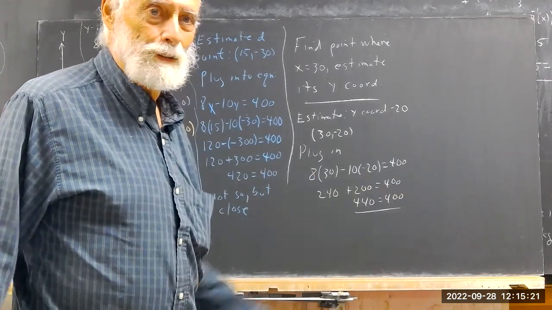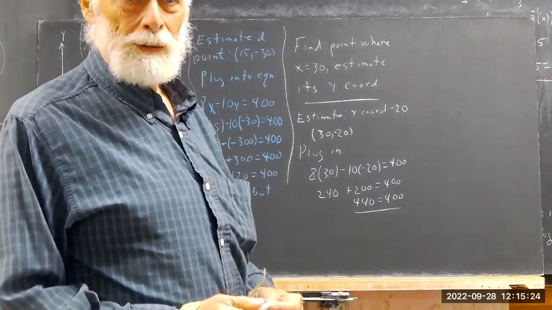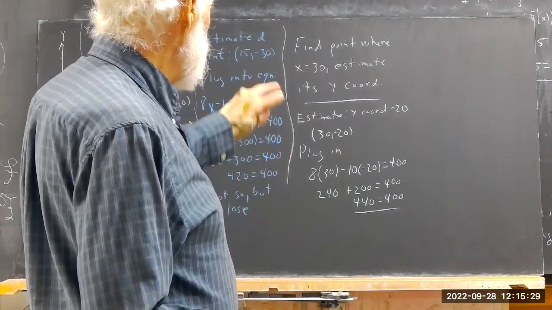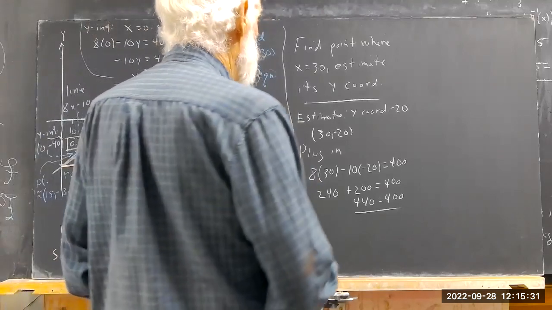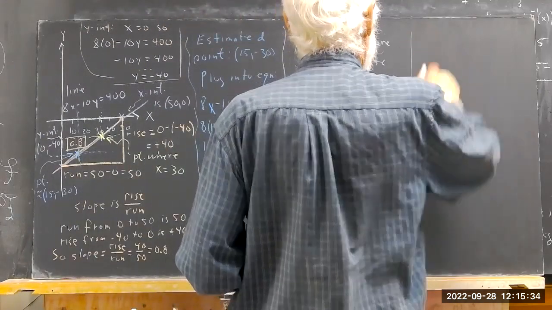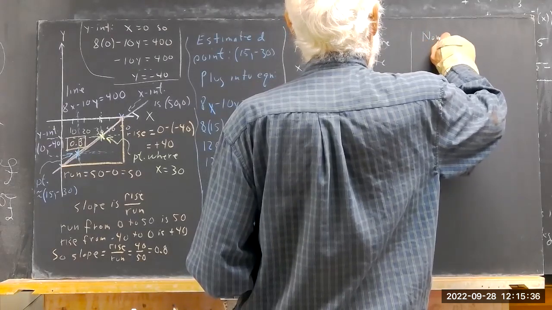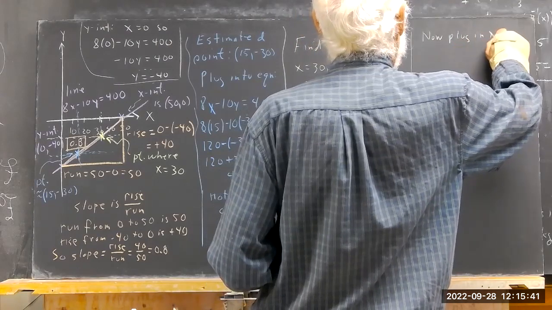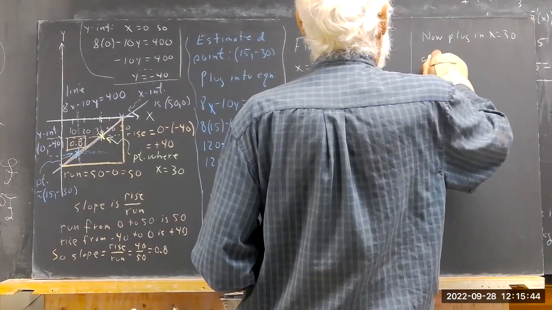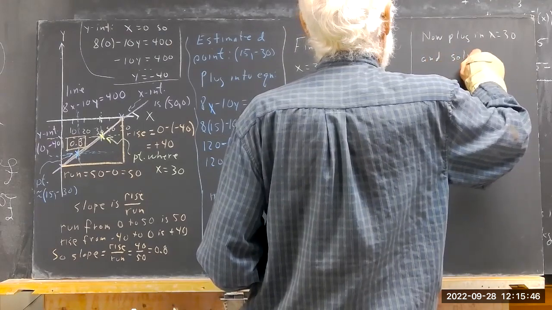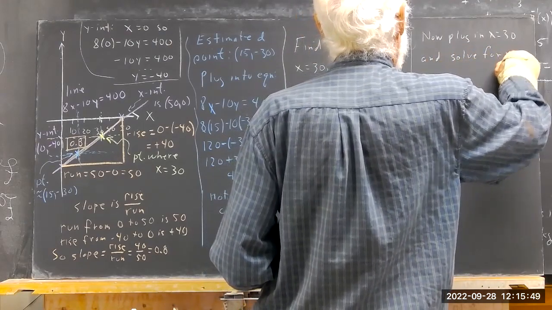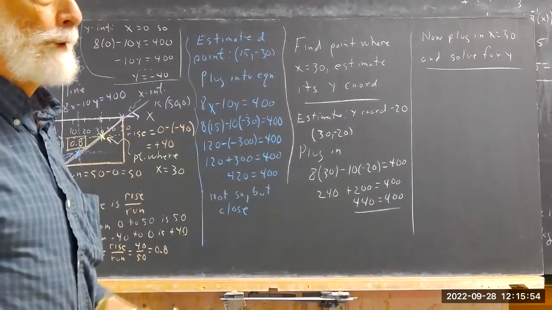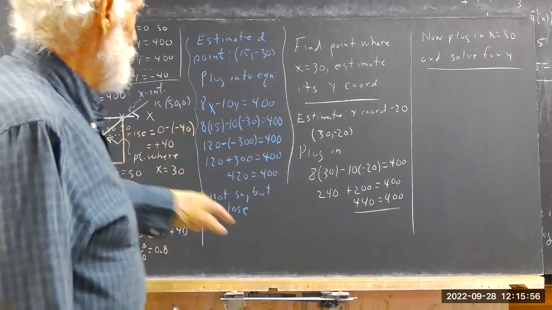So we get 400 equals 440. It's pretty close. Now let's find out what y really has to be if x equals 30. So we plug in x equals 30 and solve for y. What's that mean? Write out the equation.